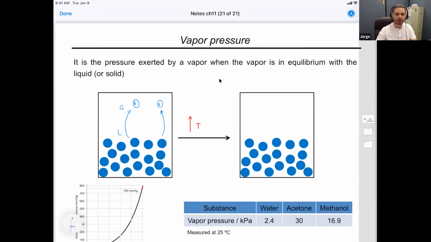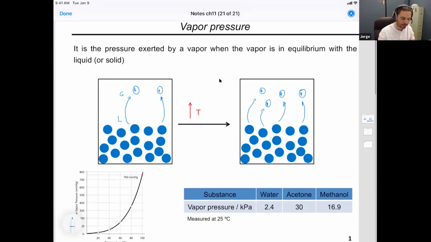If we increase the temperature of the system, we are increasing the energy. Now, all of a sudden, more molecules are capable of escaping the liquid and going to the gas phase, which will result, of course, in an increase of the vapor pressure.